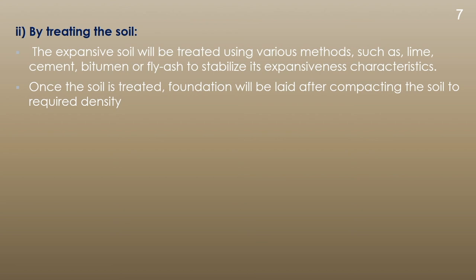The second option is by treating the soil. There are various methods by which we can reduce the swelling capacity of the soil, like adding lime or cement or bitumen or fly ash. So by adding those materials, we can reduce the expansive behavior of the soil. So if we encounter any kind of expansive soil, then first the soil needs to be treated using this method. Once the soil is stabilized, then the soil will be compacted and then the foundation will be laid over this soil.